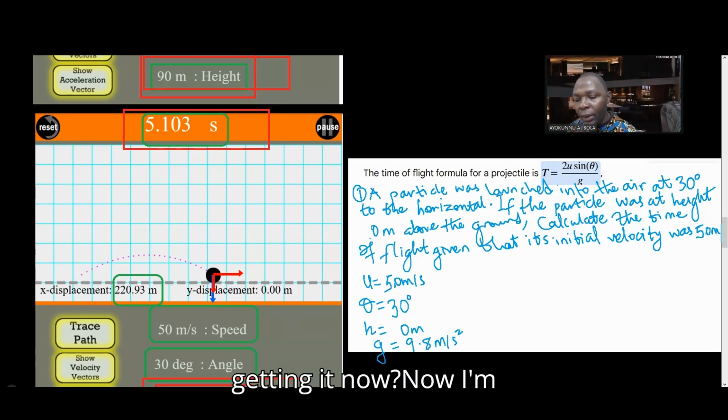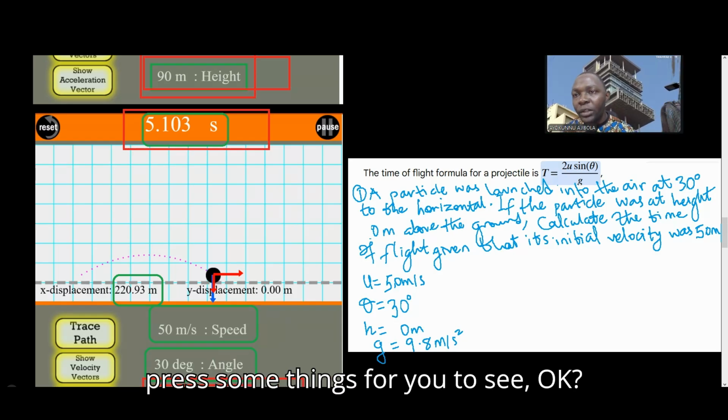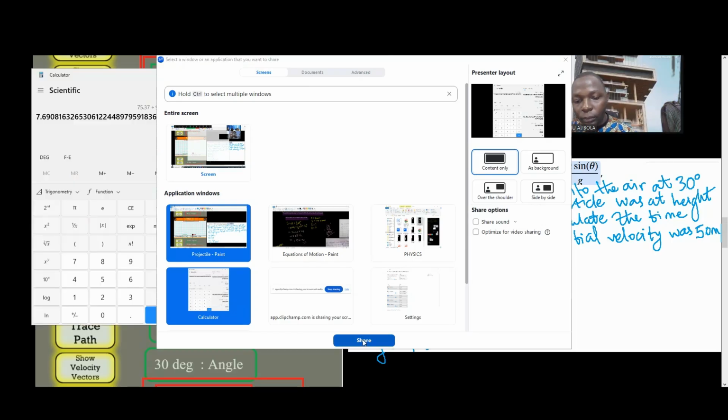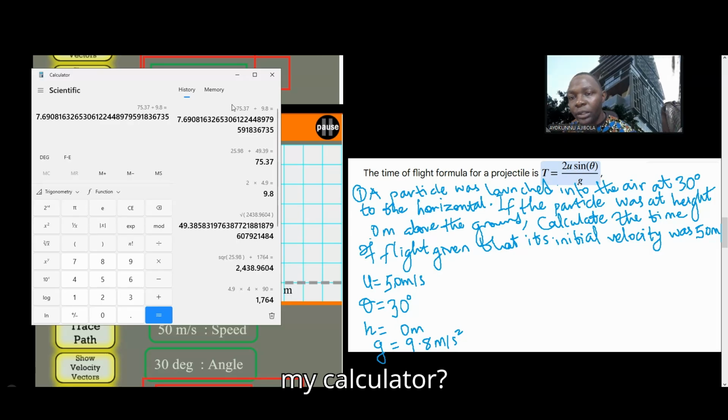Yes, sir. Now I'm going to share my calculator while I will press some things for you to see, okay? Yes, sir. Okay, let's see. Can you see my calculator?